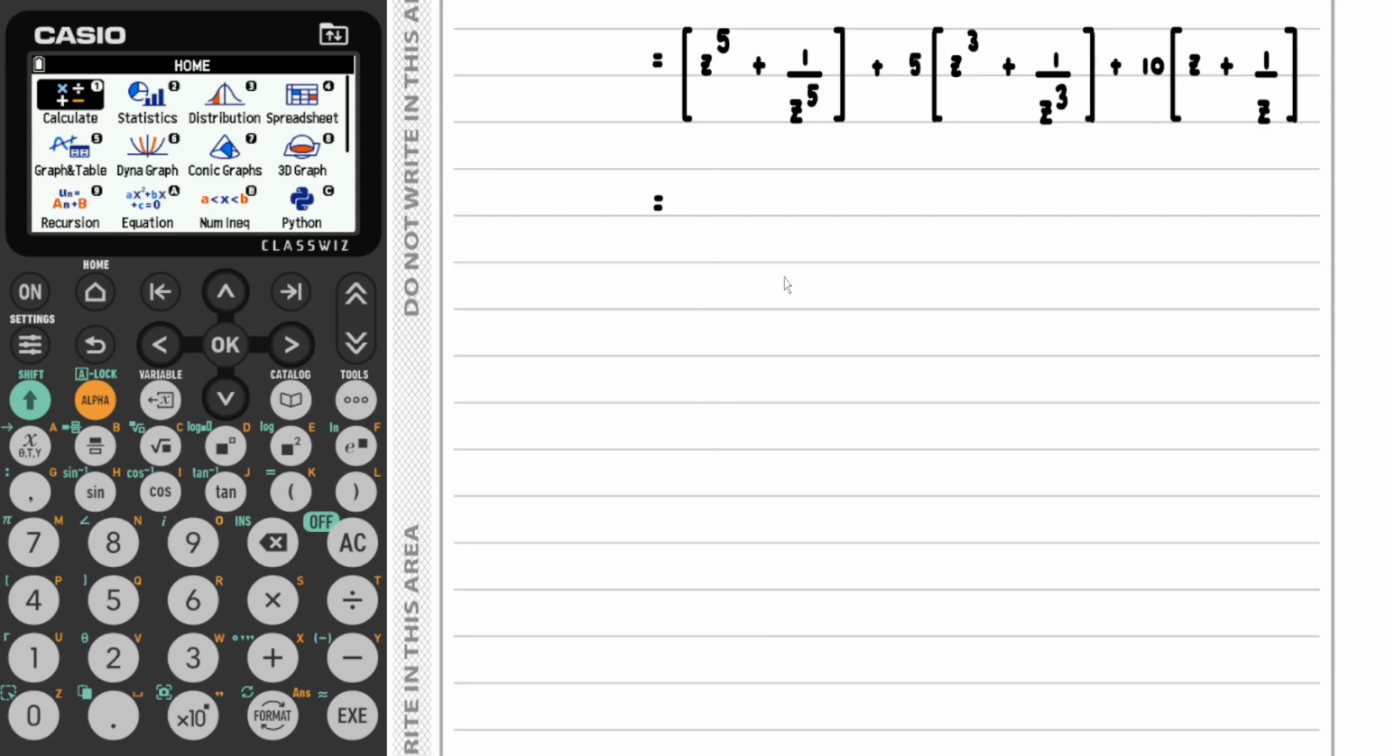So z to the 5 plus 1 over z to the 5, that will be 2 cos 5 theta. Then I've got 5 times z cubed plus 1 over z cubed, so that will be 2 cos 3 theta. Then I've got 10 times z plus 1 over z, so that will be 2 cos theta. So I've got 2 cos 5 theta plus 10 cos 3 theta plus 20 cos theta.